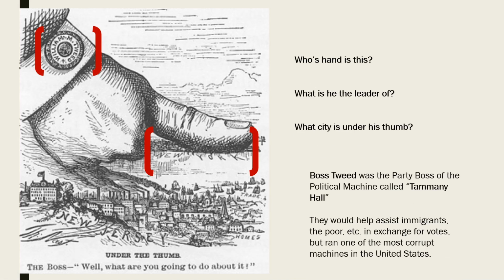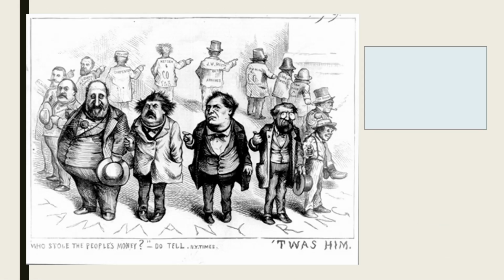As it says here, the title that we always look at first is called Under the Thumb. So Boss Tweed has New York City under his thumb. So who basically controls New York City? Boss Tweed and his political machine, his party, Tammany Hall. Let's look at another one.